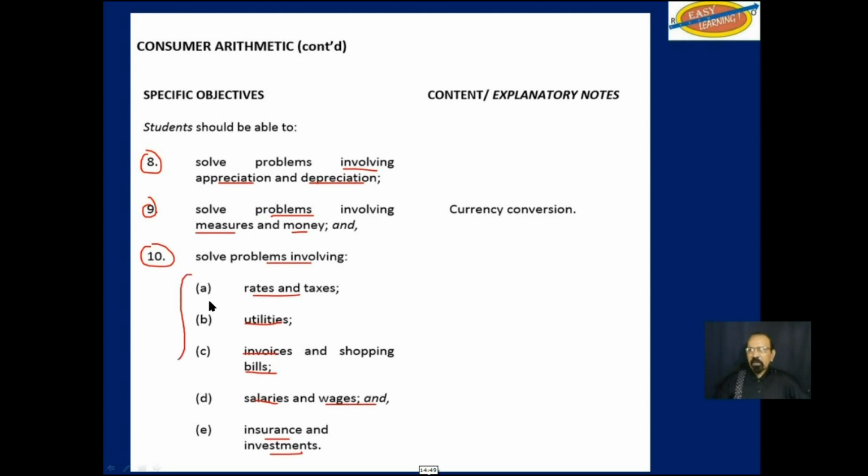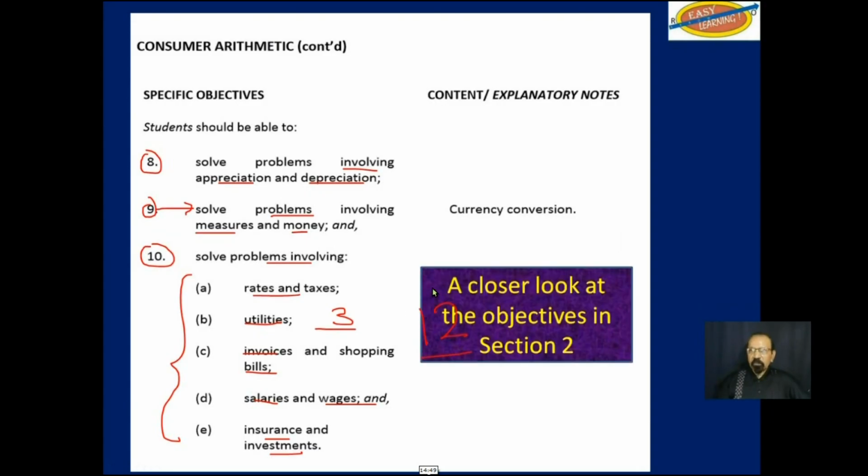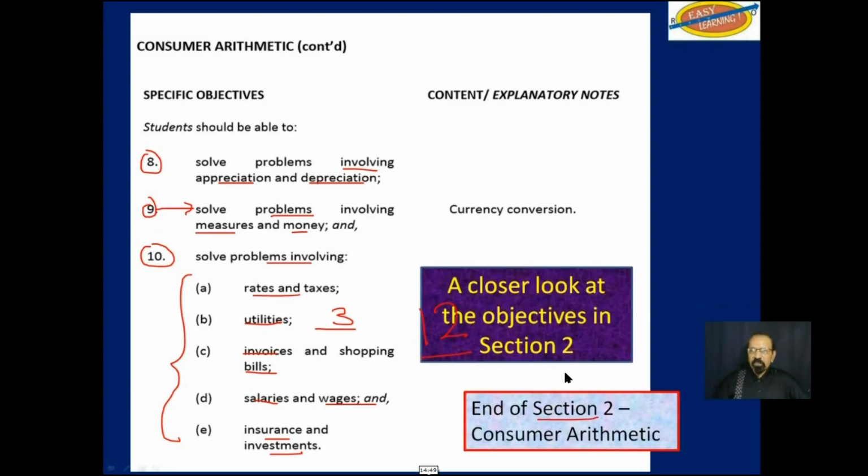Obviously, we cannot get all of that done in one video, so I will split that into 3. So those 9 videos plus these 3 would give us 12 videos in total, which will bring us to the end of section 2, consumer arithmetic.